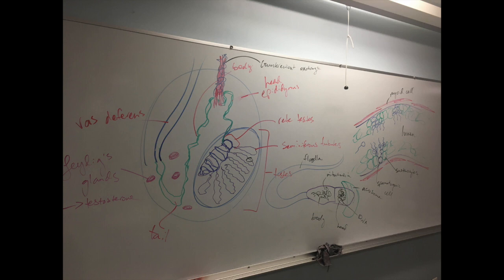M-E-I-O-S-I-S. Meiosis is when you take one cell, okay, and how many cells are produced? 4. Okay? How many copies of the genetic code does each of those 4 cells have? One. It has one copy of each chromosome. It has 23 chromosomes, all right?